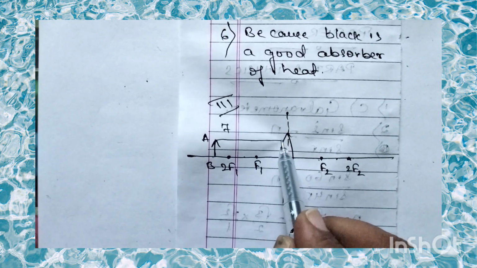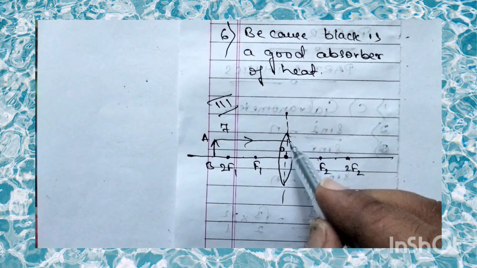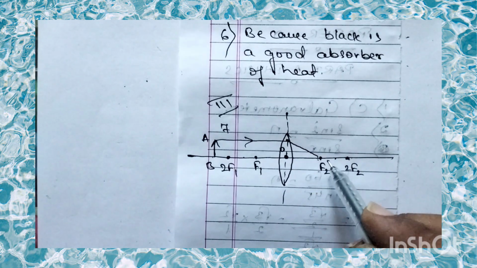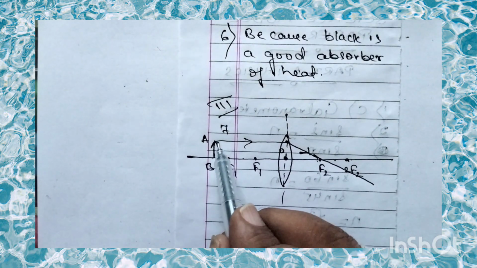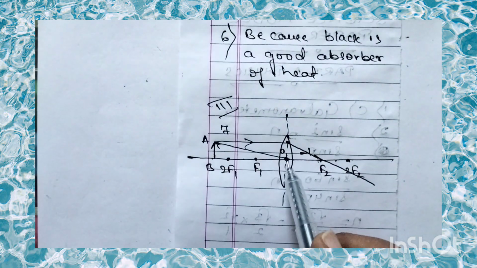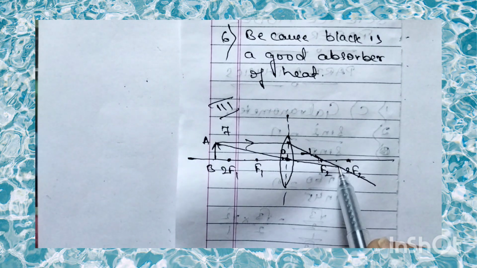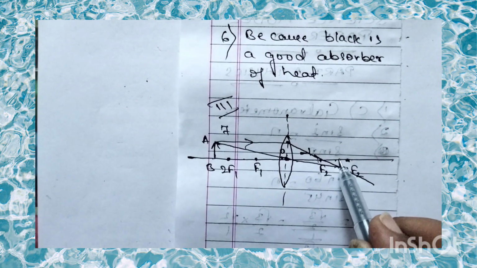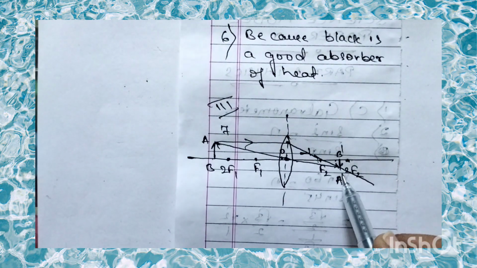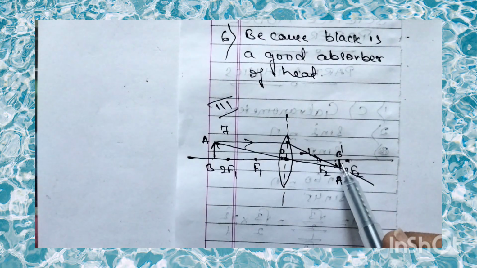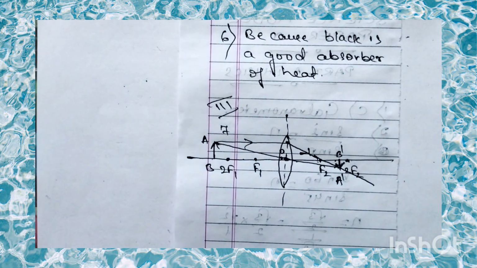The light ray which is parallel to the principal axis, after refraction passes through the principal focus. That is one. Then the second one, the light ray which passes through the optic center will not get deviated, it will travel straight. Where the two light rays meet, there the image is formed. So the image is formed between f2 and 2f2, and the image is diminished. A diminished image is formed between f2 and 2f2. So this is the ray diagram for the seventh question.